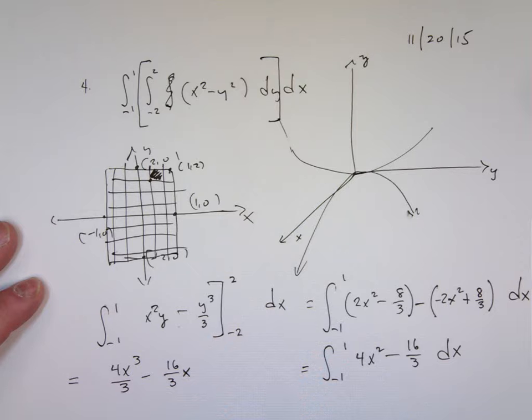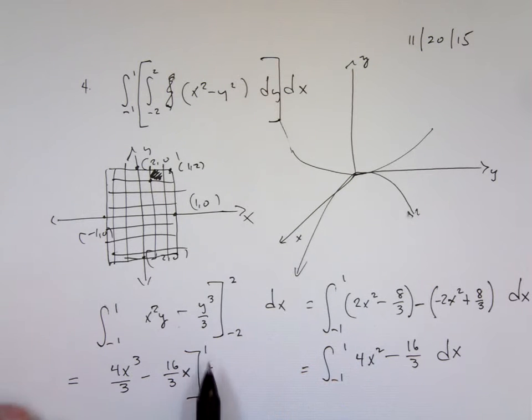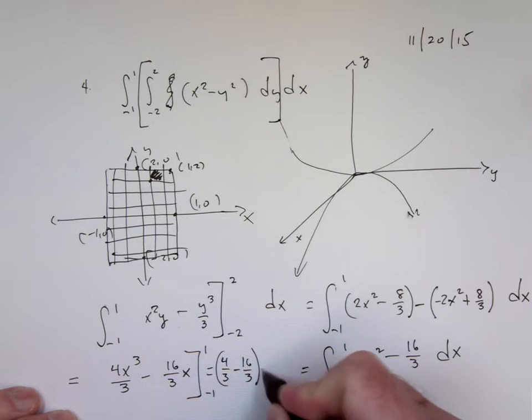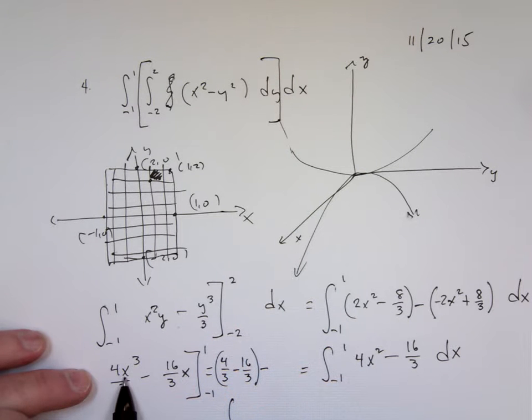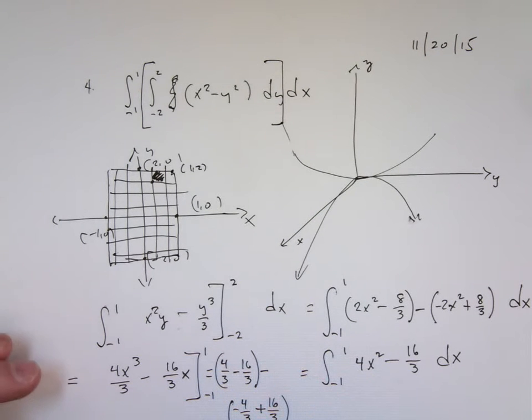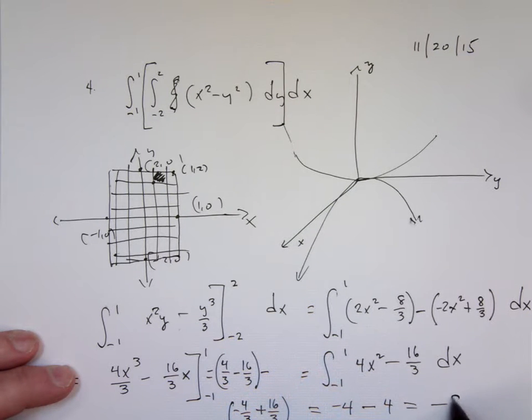What do you think, Omar? Yeah, that's what I've done so far. Really? All right. Uh-oh, and you got it wrong? Uh-oh. That's not good. All right, put in a 1, we get 4 thirds minus 16 thirds, minus, now let's put in a negative 1, we're going to get a negative 4 thirds minus a negative 16 thirds, which would be plus 16 thirds. Now we're going to get 4 minus, it's negative 12 thirds, that's negative 4, minus 4. Okay, and that's a negative 8.